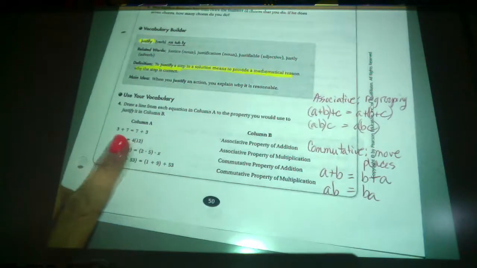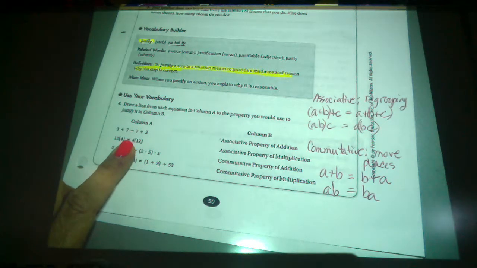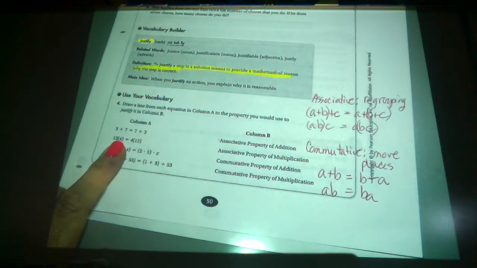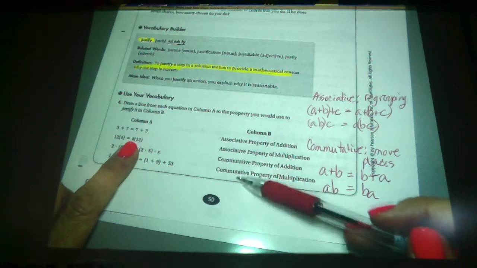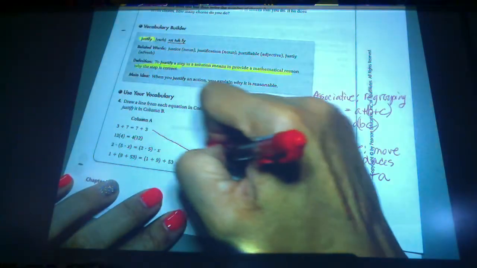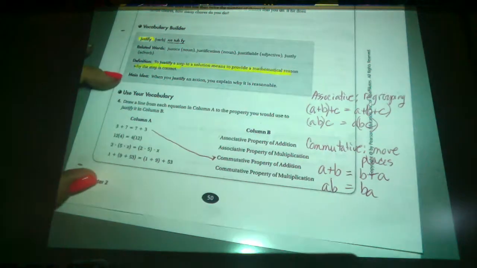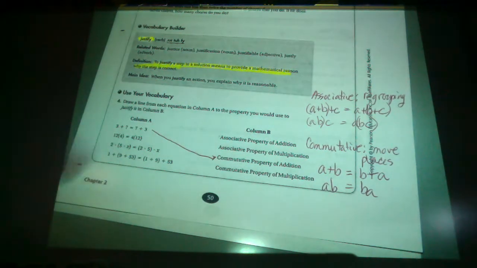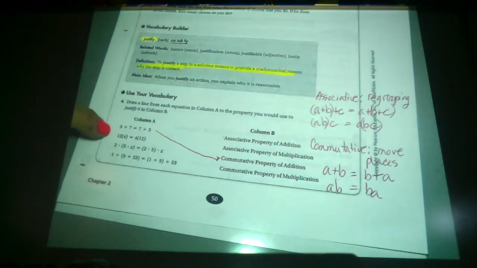So what's this one? Is it associative or commutative? Are we regrouping or switching places? Switching places. And so switching places, isn't that commutative? And since it's addition, we're going to match this one to that one. And I would make flashcards of these ones as well. And I would put these examples on there. I'd put these examples as well as the specific number examples because this is going to make more sense to you.